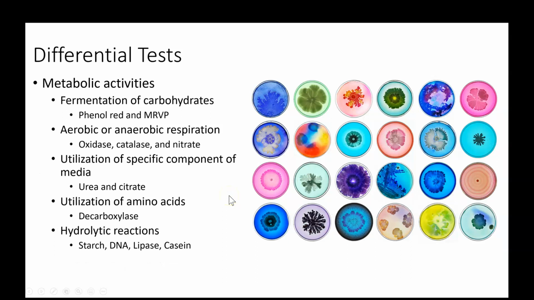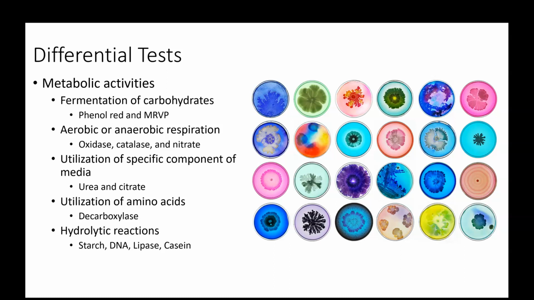So when we look at these differential tests, what we're really doing is looking at all the different types of metabolic activities that these bacteria can have. And there's basically 5 major categories here that we're going to be looking at. The first one that we're looking at this week is the fermentation of specific carbohydrates, and we're going to use the phenol red and the MRVP test to do that.